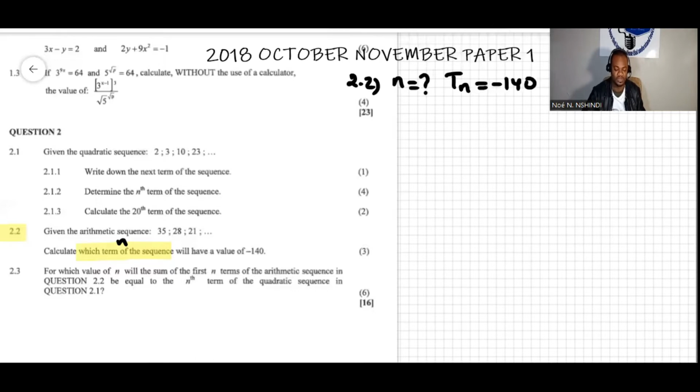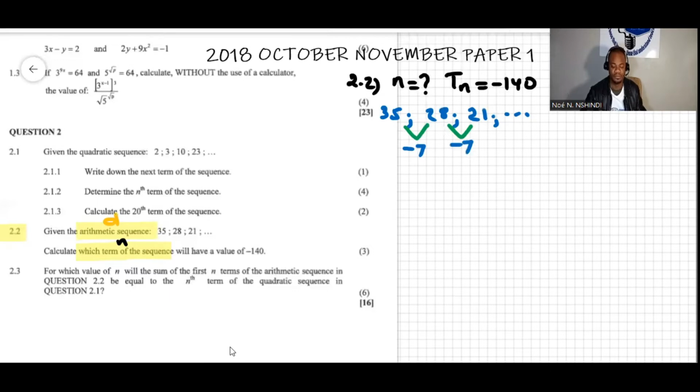Now let me write the sequence here. First of all, when they say arithmetic sequence, we understand that we're talking about the constant difference, which is given by d. So the sequence is 35, 28, 21, and so on. Now let's find the constant difference, the difference between the terms. I'm going to do 28 minus 35. This is equal to negative 7, and then 21 minus 28 is negative 7. So the constant difference is negative 7.